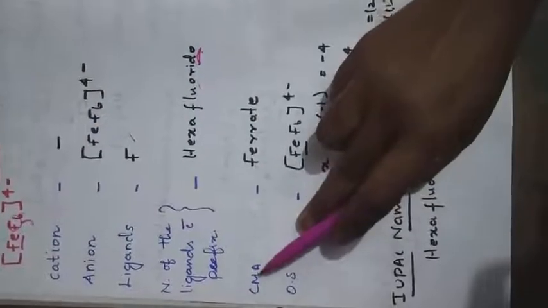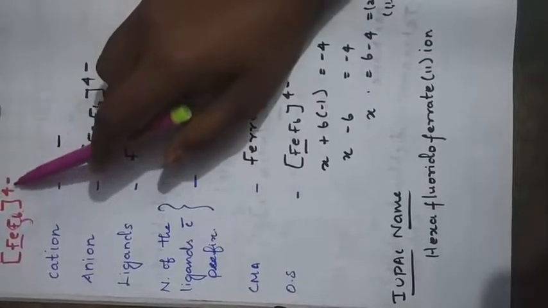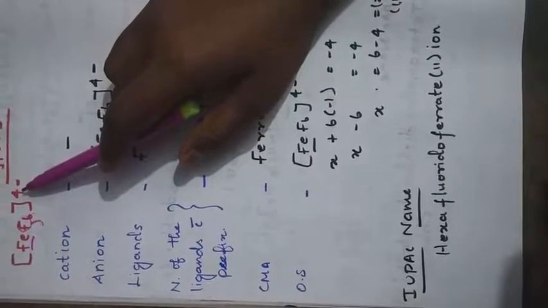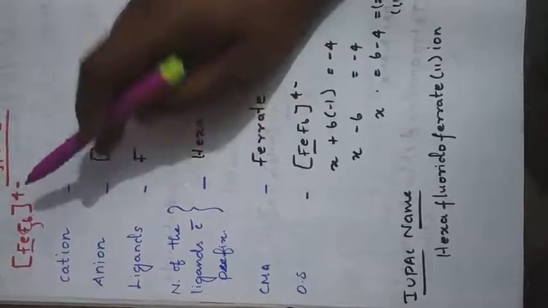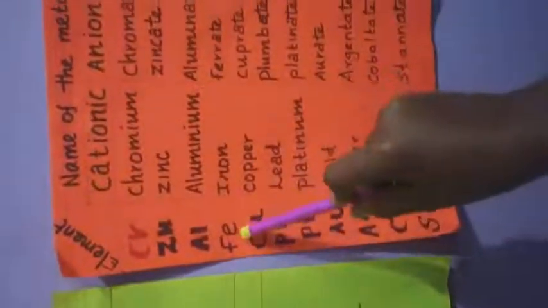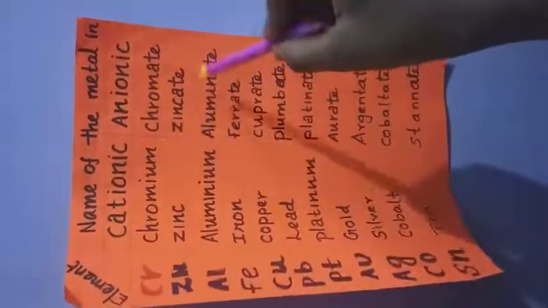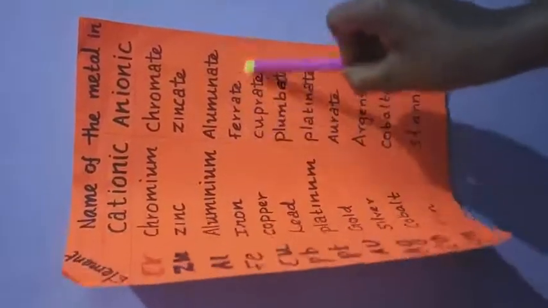Then the central metal atom. In order to name the central metal atom, you have to see the complex, that is cationic complex or anionic complex. In this case we have the anionic complex. Anionic complex means we have the central metal atom ion. If it is cationic complex, you have to write iron. But we have the anionic complex, so you have to write ferrate. I have written the ferrate here.